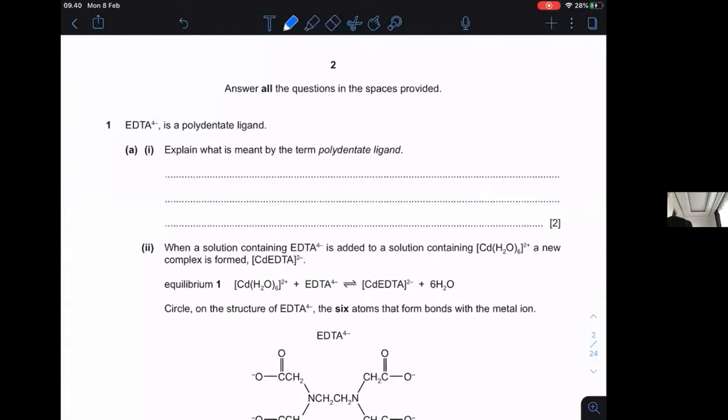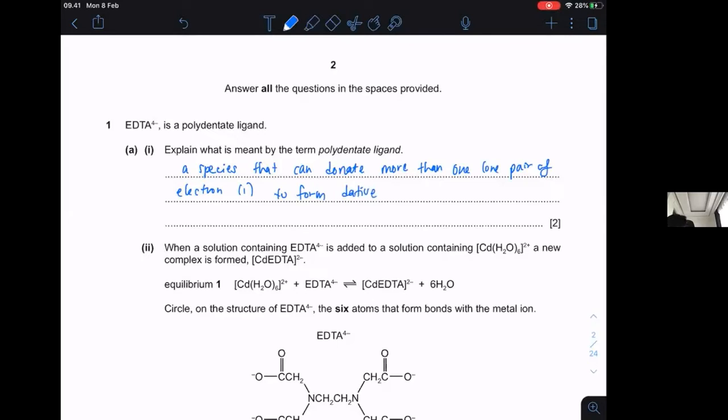So how do I actually write it down? We write it down as a species that can donate more than one lone pair of electrons. That's going to be 1 mark. To form what? To form dative. If you say dative bonding, then it's okay.